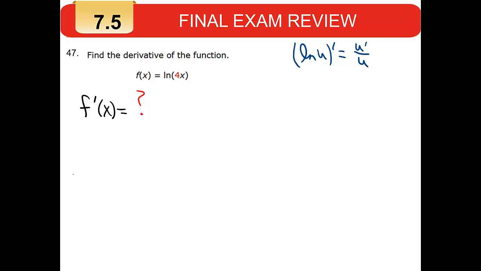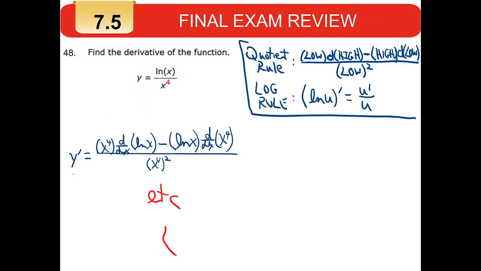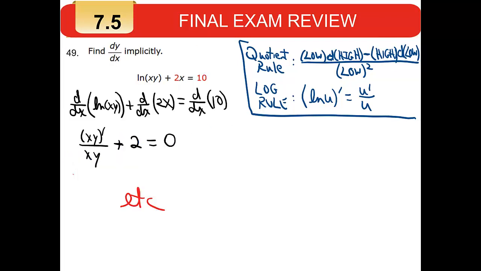47, you've got to use the log rule. The derivative of the log of u is u prime over u. 48, you've got a quotient, but the numerator is going to be a logarithm, so you've got to remember that. So you've got the quotient rule and the log rule.